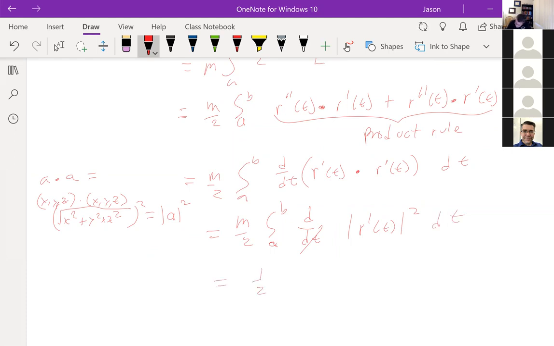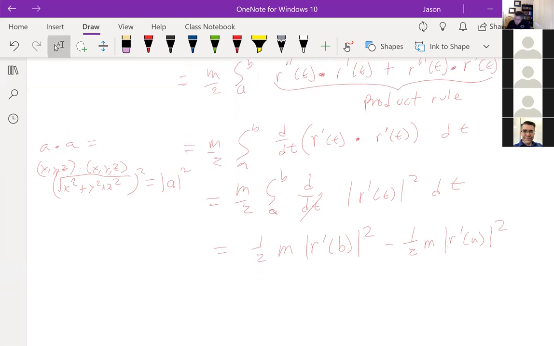1/2 m times the magnitude of r prime of b, let's plug in our b, squared, minus 1/2 m r prime of a squared. Okay, so I'm going to call r prime, v. Okay, v as in velocity. I could even call it speed.